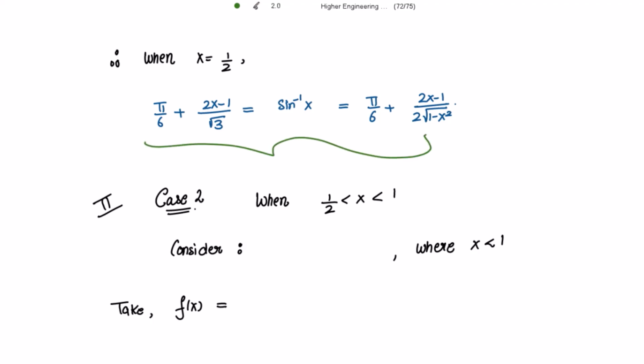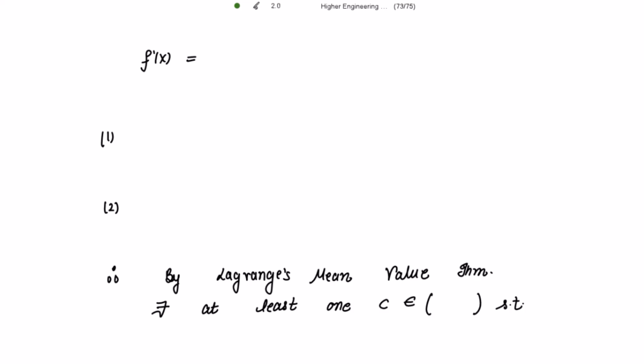Then the second case is when x is strictly greater than 1/2 and less than 1. For that, let's consider the interval from 1/2 to x, where x is strictly less than 1, and let's take the function to be sine inverse x. Now we check the conditions for Lagrange's mean value theorem. For that, first let's calculate the derivative of f of x. The derivative of sine inverse x is 1 divided by square root of 1 minus x squared, and this derivative exists for all x belonging to the open interval 1/2 to x, where x is strictly less than 1.